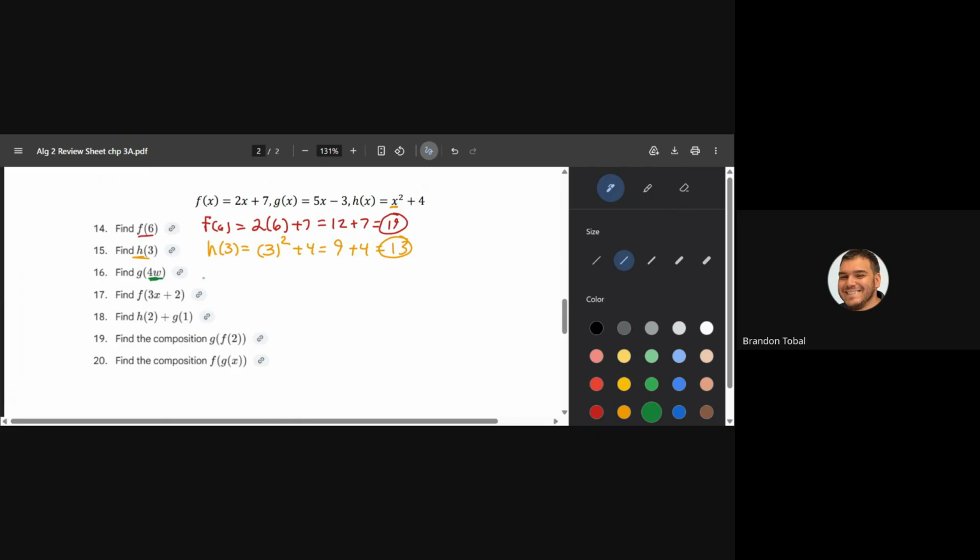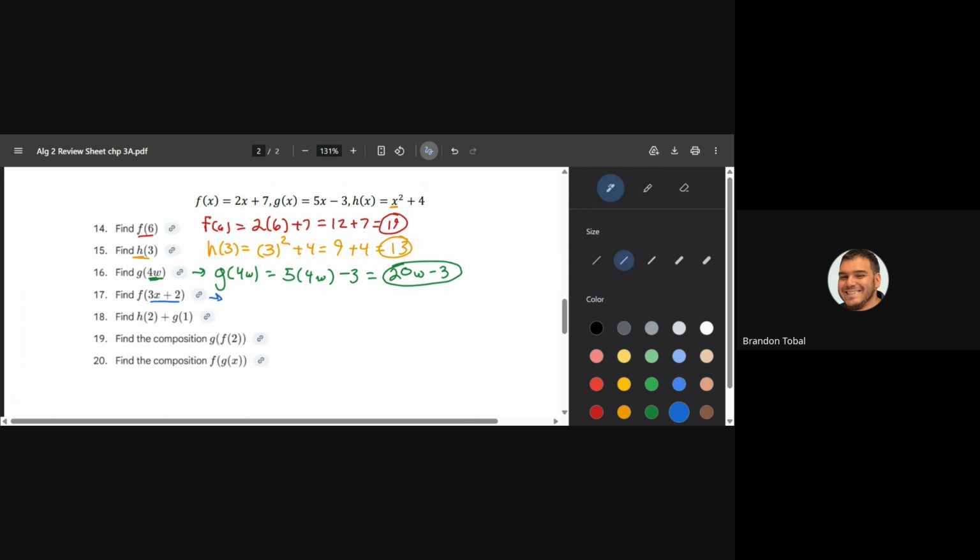I have a 4w here. Because there's a 4w, I plug in a 4w into g. So that becomes 5 times 4w minus 3, which becomes 20w minus 3. I cannot combine this, so I am done.